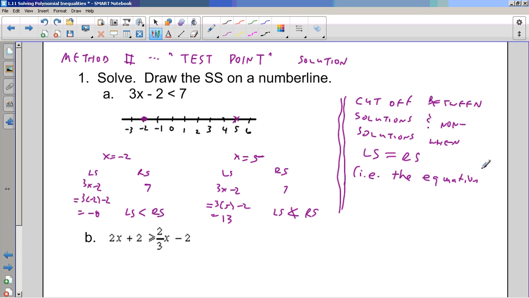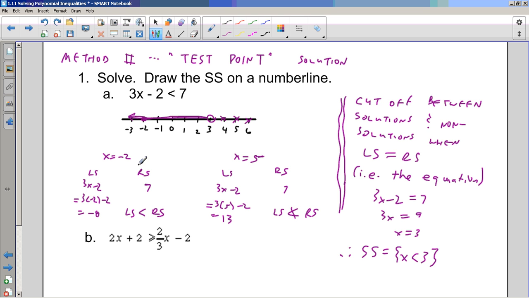So the whole idea that we could do, instead of trying all of these test points, is figure out where the cutoff is first. So the idea is, let's find the cutoff. Where is it equal to? Well, at 3, and we know 3 is not a solution. And then we already know that -2 was a solution, so it means everything up to, but not including, the cutoff point is going to be a solution. And anything on the other side of the cutoff point is not going to be a solution. And this is the test point method. So therefore, the solution set, well, it's what we expected it to be before, x is less than 3.